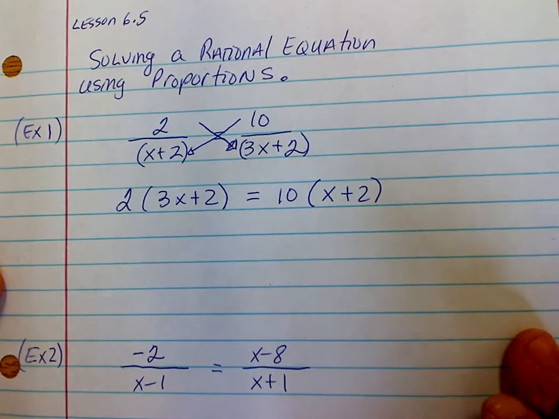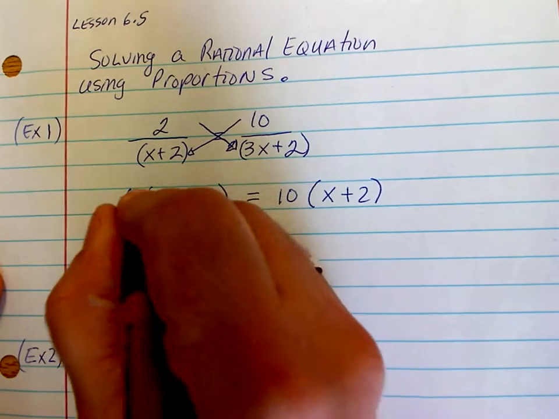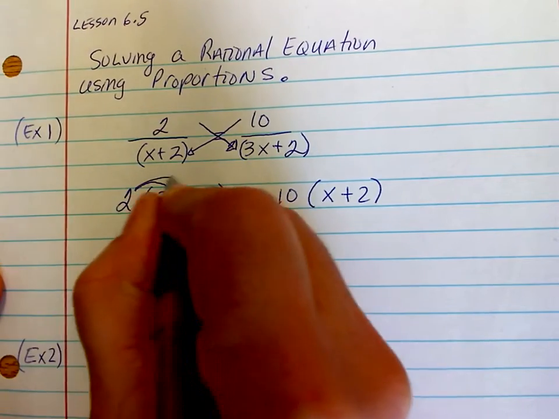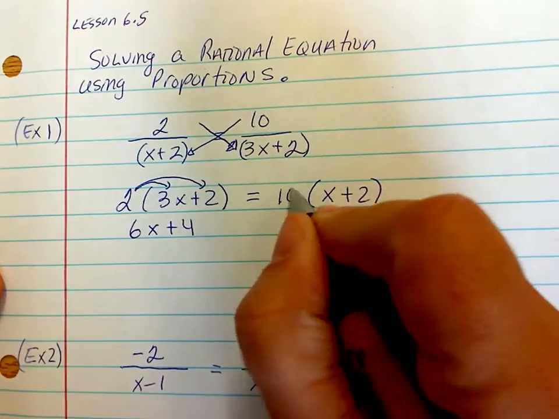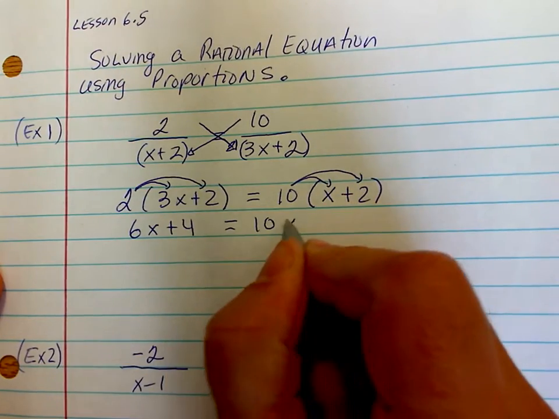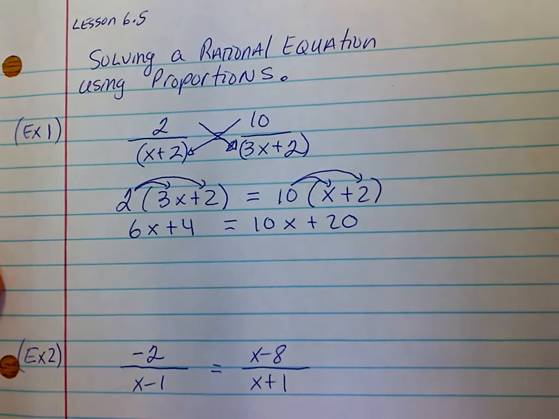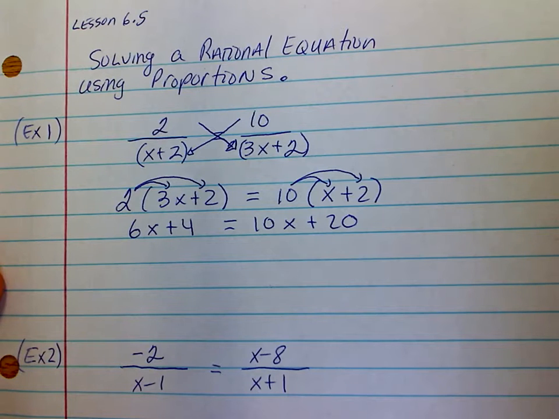Now from here, we are able to utilize the distributive property and then solve as a linear equation. So now I'm going to distribute that 2, and I'm going to distribute the 10. From here, the objective is to solve for x by isolating x on one side of the equation and isolating the constant term or the number on the other.